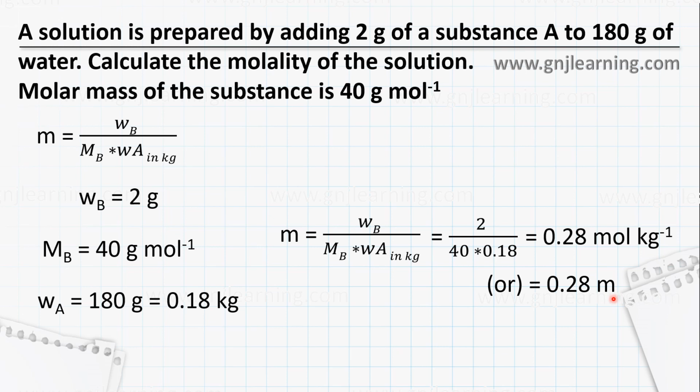And how will you read it? Read it like this: 0.28 molal. So I will write it down to make it more clear. Small m means molal. Clear? So earlier when it was molar, then it was capital M. Now it is molal, which means small letter m. Okay, so that's the difference.